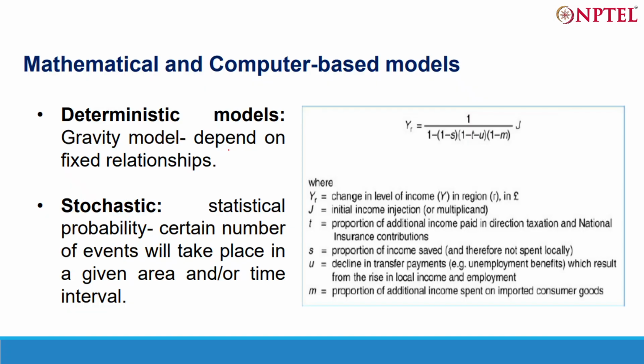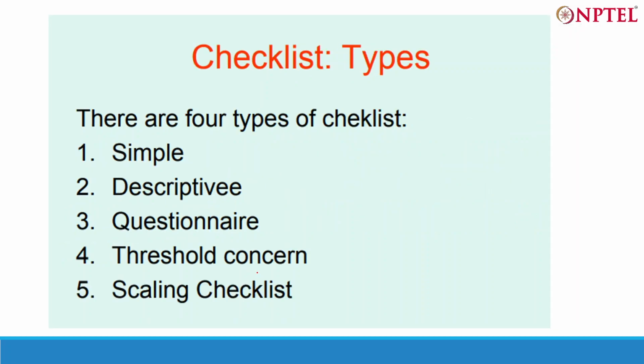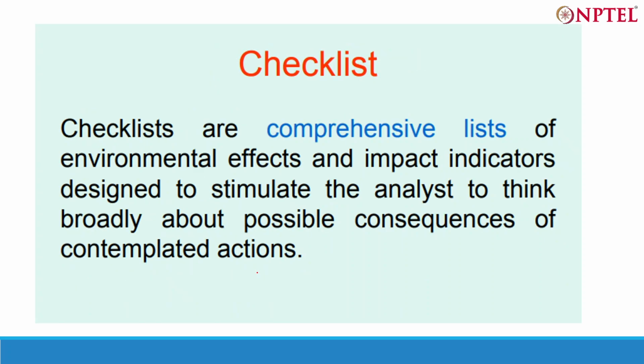Before going to the checklist, I will discuss this later. A checklist is a comprehensive list of environmental effects and impact indicators designed to stimulate analysts to think broadly about the possible consequences of the contemplated action. A checklist is simple: this can be the impact, this can be the impact. It is much simpler to collect data this way, but there can be a lot of data, lots of columns and rows. This is the disadvantage, and the advantage is that you just have to check, and it is much more understandable to the audience also.